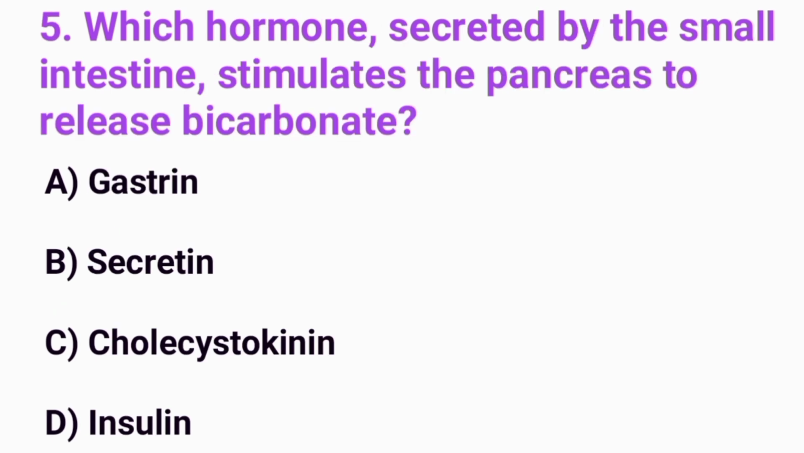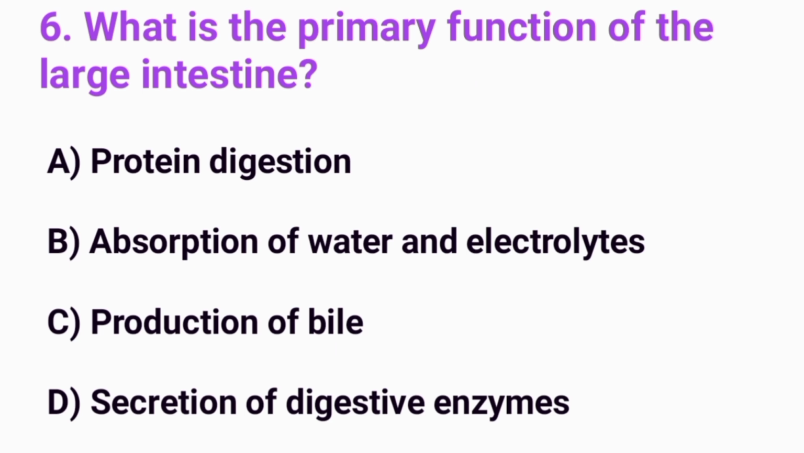Question number 5. Which hormone secreted by the small intestine stimulates the pancreas to release bicarbonate? The right answer is option B. Secretin. Question number 6. What is the primary function of the large intestine? The right answer is option B. Absorption of water and electrolytes.